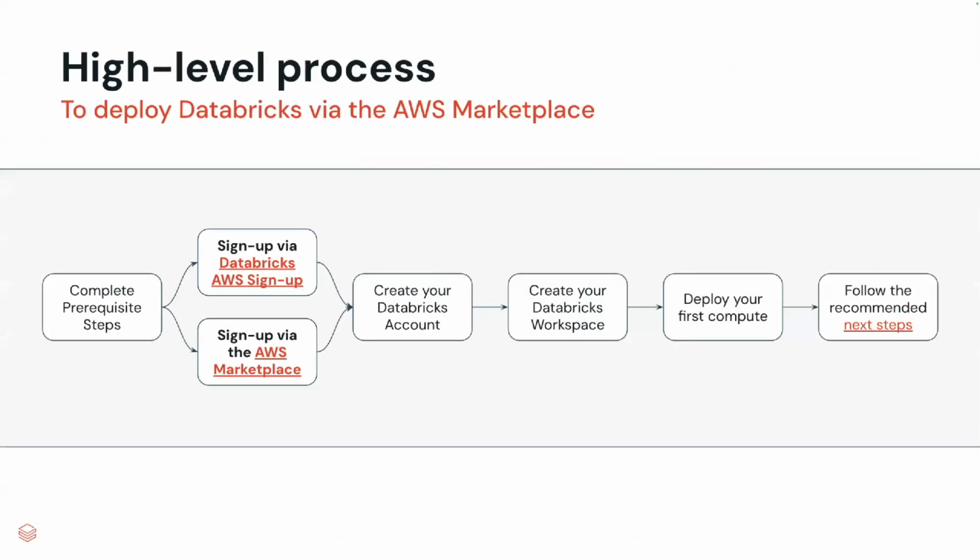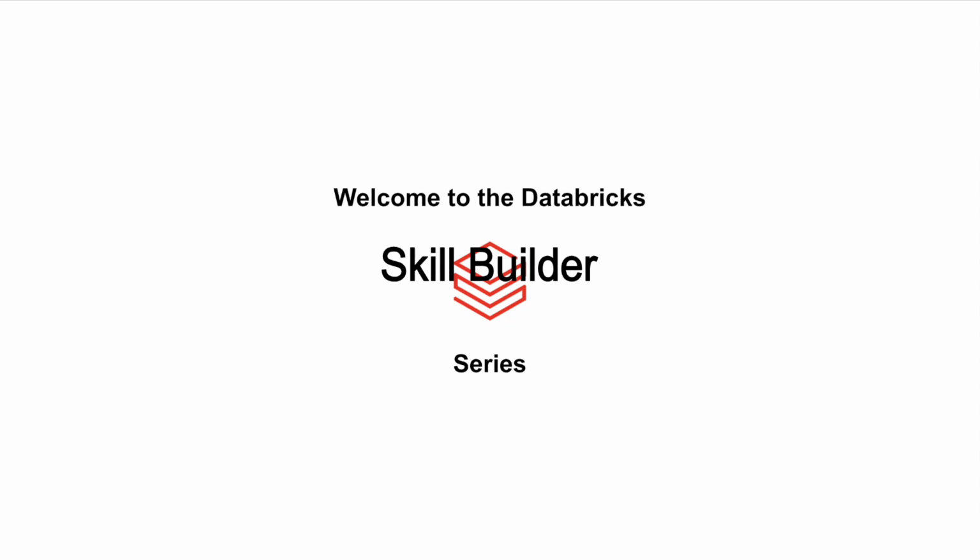So what is the process to deploy Databricks on AWS Marketplace? Well, there are two paths that take you to the same destination. The first path is go to databricks.com/AWS signup. And this will take you to a landing page where you put in some information, but it will ultimately send you to the AWS Marketplace itself to sign up.